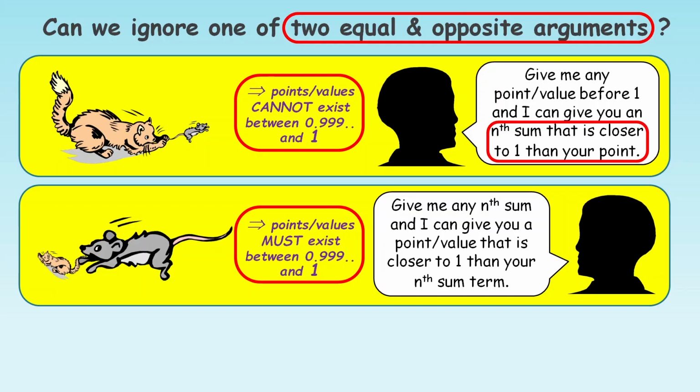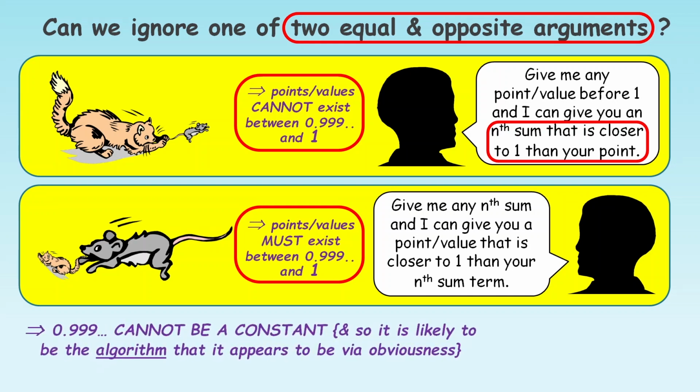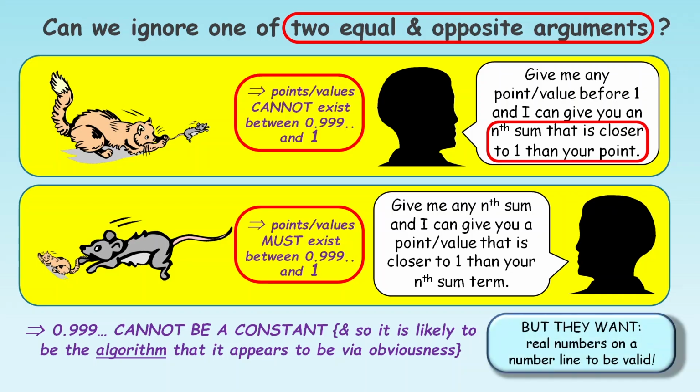You might think this shows that 0.9 recurring cannot be any fixed value, and if it can't be a constant value, then possibly the most obvious conclusion is that it must be process related. But they, the mathematicians, want to justify their preconceived notion of so-called real numbers, in which a real number has a fixed place on the so-called number line. So they choose to only accept arguments that fit with what they want to be true. Here, they want the first argument to be valid and the second argument to be invalid.